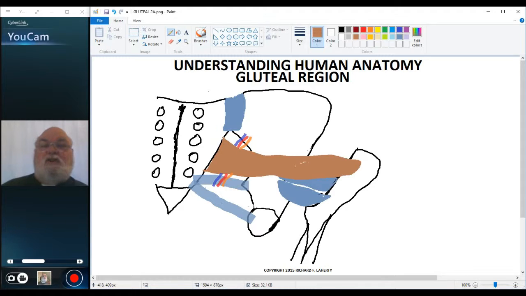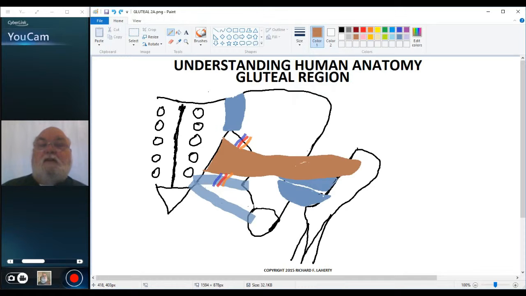I want to sketch in now another muscle, and this is the obturator internus muscle. The obturator internus muscle is another muscle that takes origin on the inner surface of the pelvic cavity. It originates from the obturator foramen, specifically the membrane that fills almost all of the obturator foramen, and from the bone surrounding the obturator foramen.